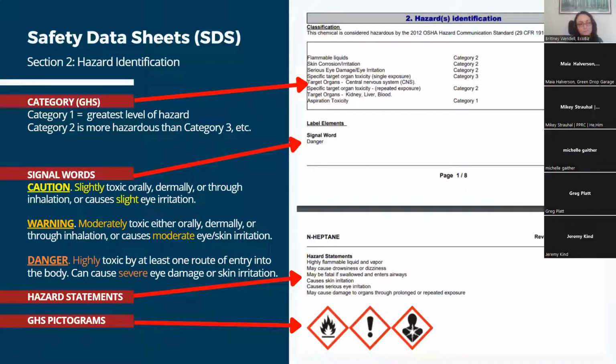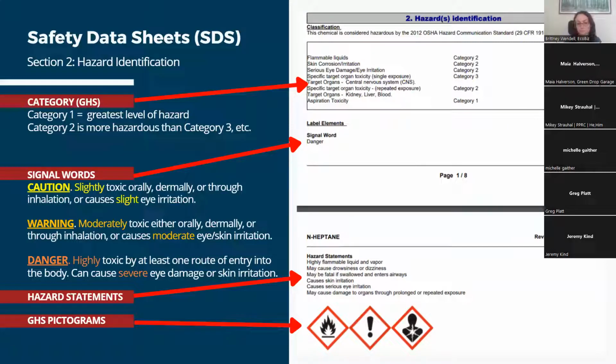Section 2 is, we talked about these hazard endpoints, and that's going to often list many different formats, many different ways, but it will list the hazards of the product as a whole. And so category 1 under the GHS labeling system is the greatest level of hazard, category 2 is more hazardous than category 3, less than 1, etc. So it's the reverse of the old NFPA scale.